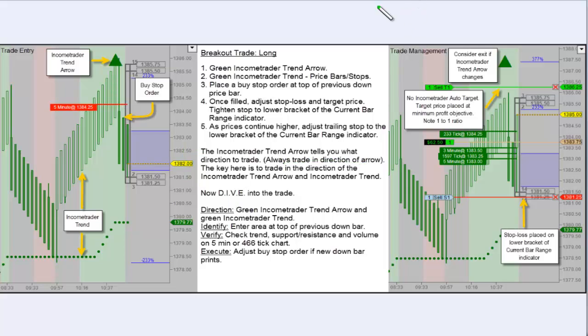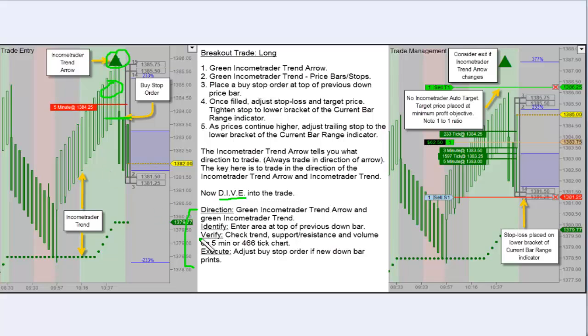Once we've decided that we want to take a breakout trade, I always go over my little DIVE acronym. Whether consciously or not, I'm looking at these things. I'm looking at the direction. In this case we have a green arrow, green price bars. I'm going to identify my entry point, and that's going to be at the top of the price bar that's already closed.